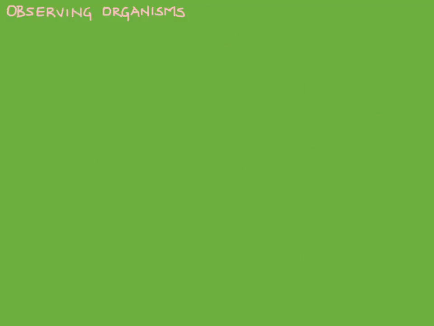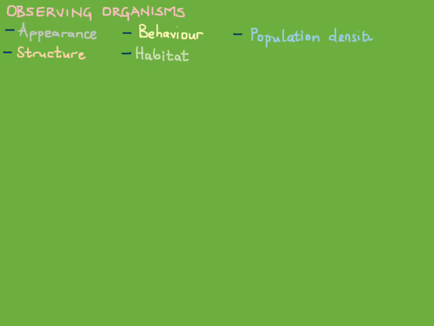Observation involves the careful study of many aspects of an organism. Appearance, for example, size, shape, and color. Structure, for example, the number and type of parts. Behavior. Habitat, that is where the organism lives. And population density, that is to mean, are there a lot of organisms or just one or two?